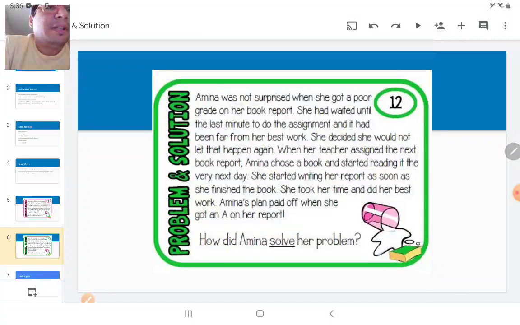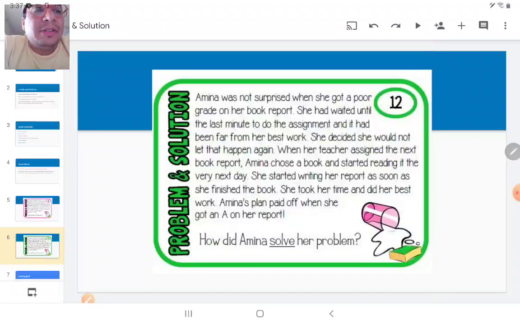Amina was not surprised when she got a poor grade on her book report. She had waited until the last minute to do the assignment, and it had been far from her best work. She decided she could not let this happen again. When her teacher assigned the next book report, Amina chose a book and started reading it the very next day. She started writing her report as soon as she finished the book. She took her time and did her best work. Amina's plan paid off when she got an A on her report.